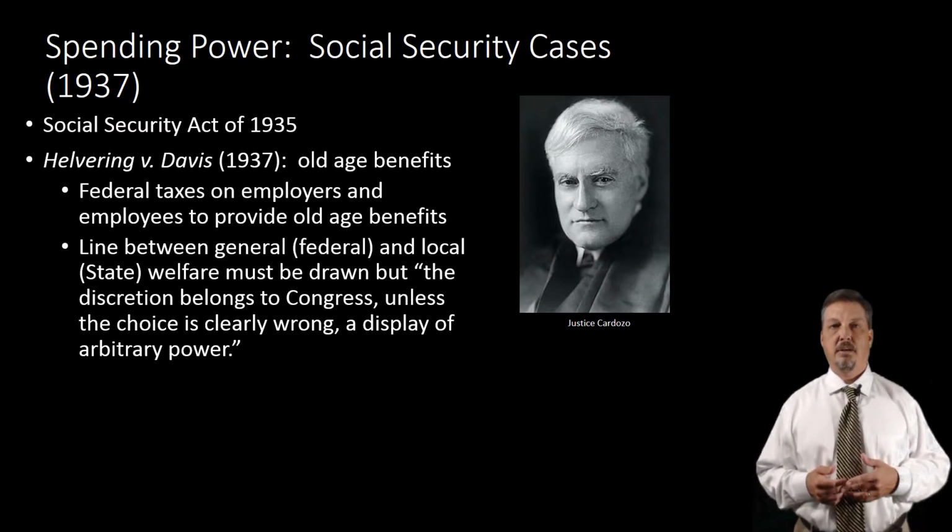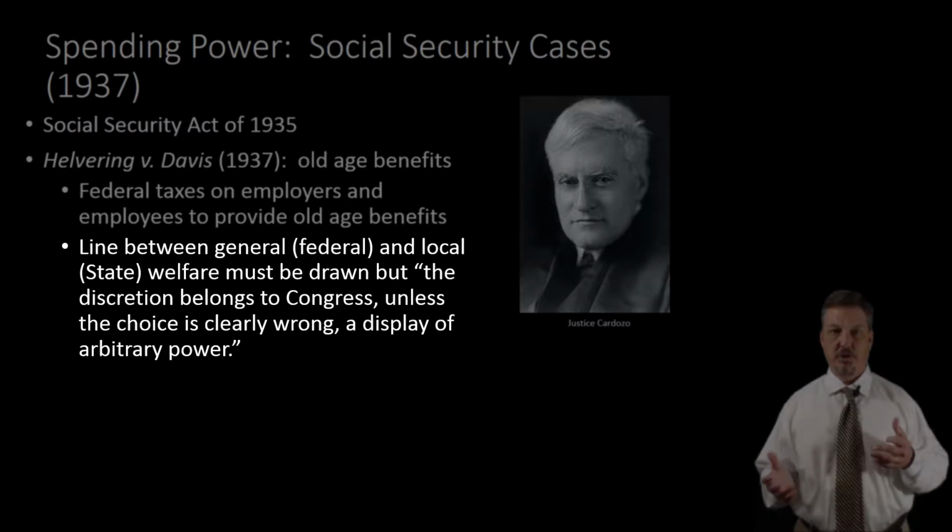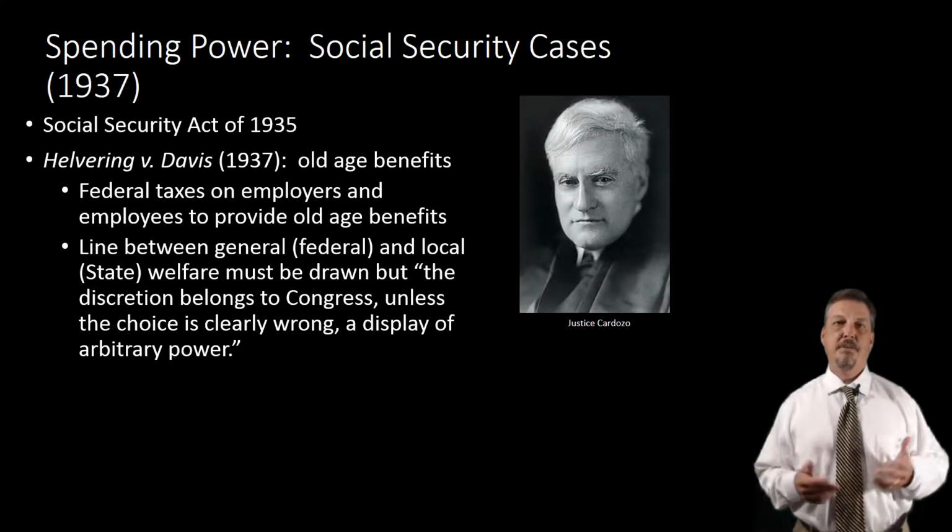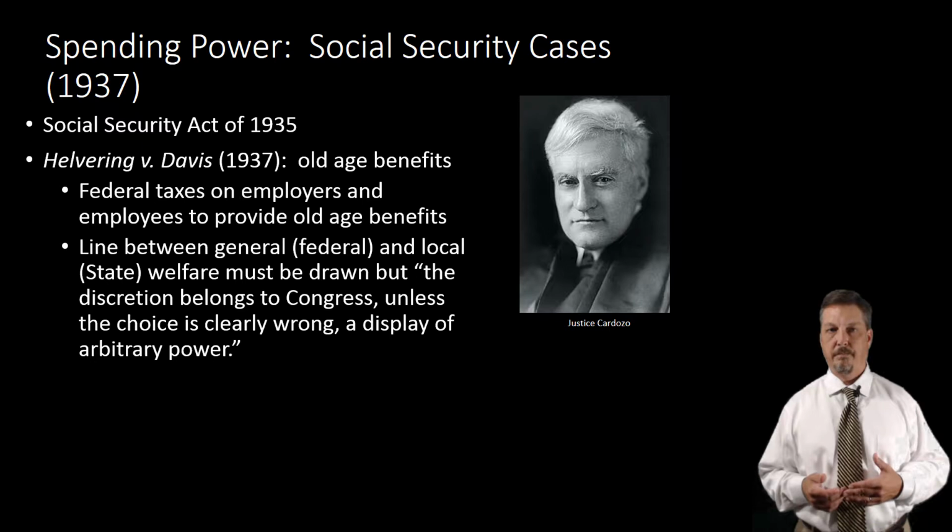And in Helvering, Justice Cardozo stated that in drawing the line between general and local welfare, that is, between areas of appropriately federal and state concern, the discretion belongs to Congress, unless the choice is clearly wrong, a display of arbitrary power. As with other federalism issues in the wake of the New Deal then, it seemed that there were essentially no limits on Congress's ability to attach conditions to federal spending.